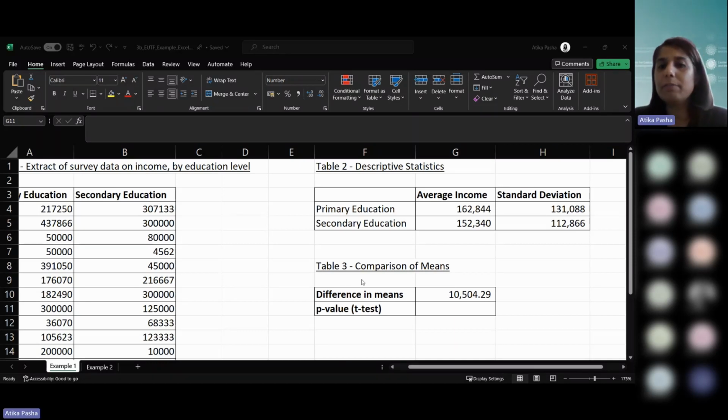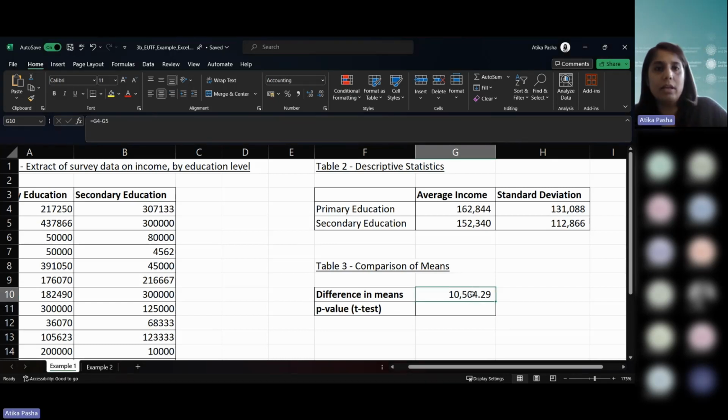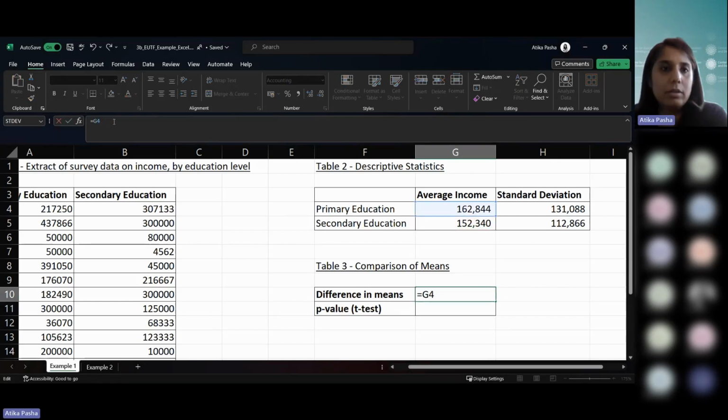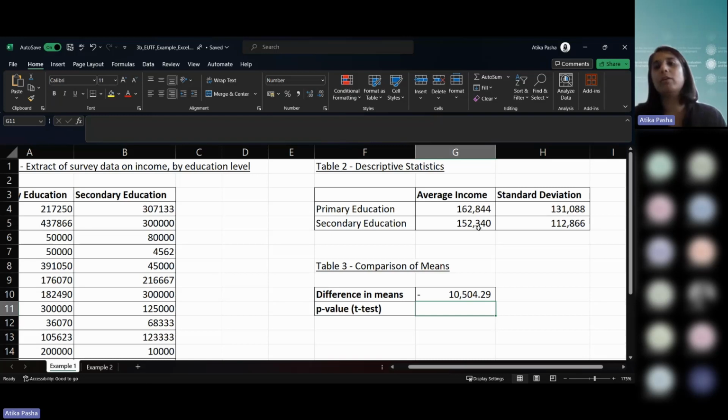Why do we need this difference in means? It's because for the comparison of means, we need to rely on this difference in means. Okay, good. Having done that, remember that it should be G5 minus G4. So it actually has to be negative because we're trying to compare these minus these, right? So this is a minus value, and now we calculate the p-value.